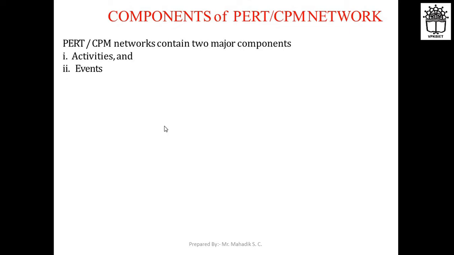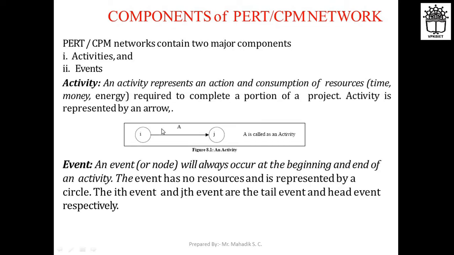So let us see the components of the PERT and CPM network. PERT CPM networks contain two major components: first is activities and second is events. What is an activity? An activity represents an action and consumption of resources, time, money, energy required to complete a portion of the project. An activity is represented by an arrow, right?